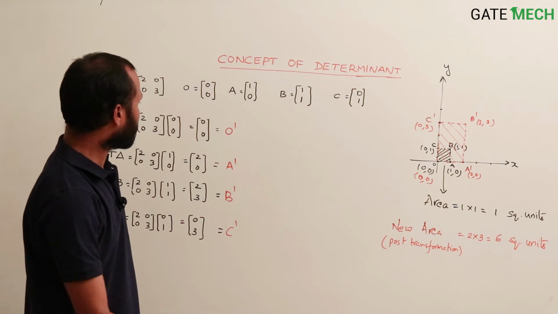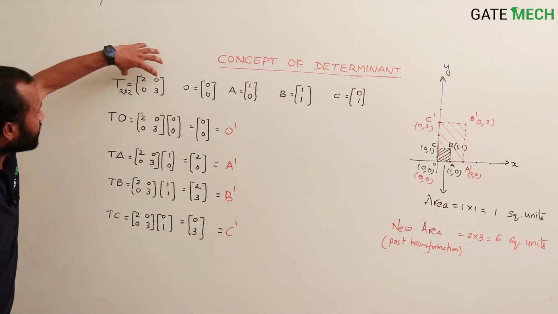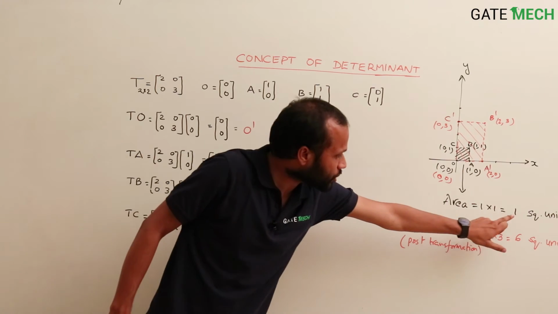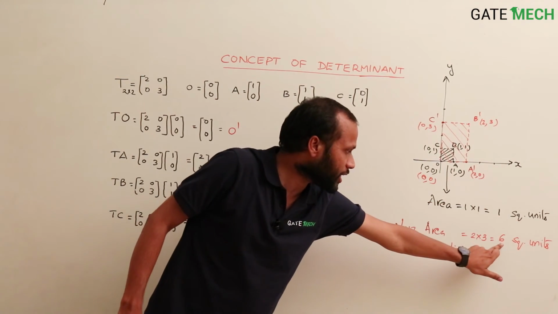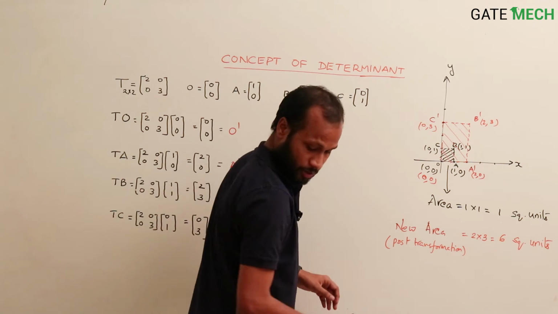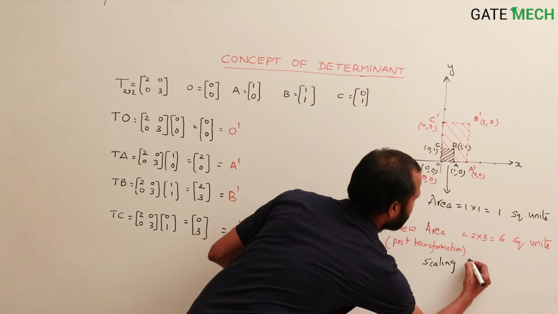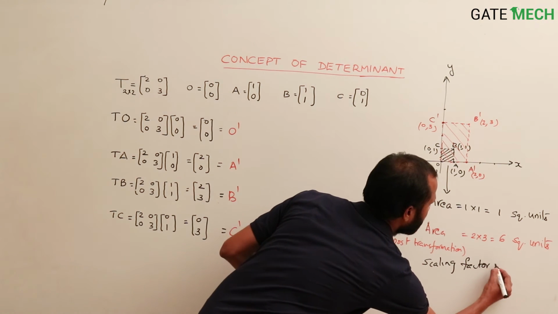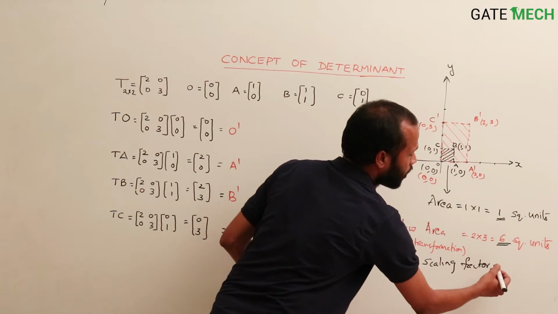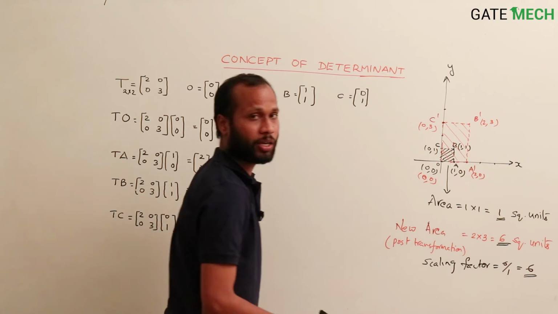If you can see here, because of the transformation using this matrix, the area of 1 square unit has been changed to 6 square units. What is the scaling factor here? The area scaling factor. So here the new area is 6 square units, initially it was 1, so 6 by 1, that is equal to 6. The scaling factor is actually 6.